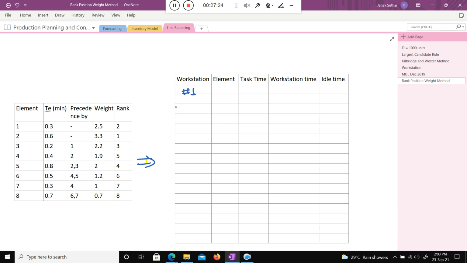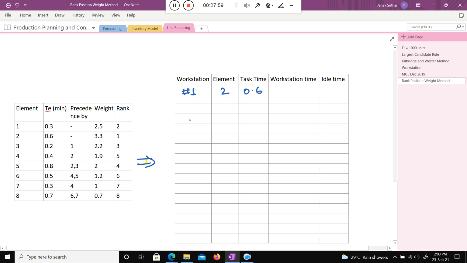Meaning first I will allocate rank 1, after that I will allocate second, after that the third. On the basis of the ranking I will allocate into the workstation. So rank 1 I will allocate first. What is rank 1 here? Work element 2 is rank 1, right, class? Are you getting my point? So here I write element 2 because the rank is 1 of that particular element. The task time of 2 is 0.6.